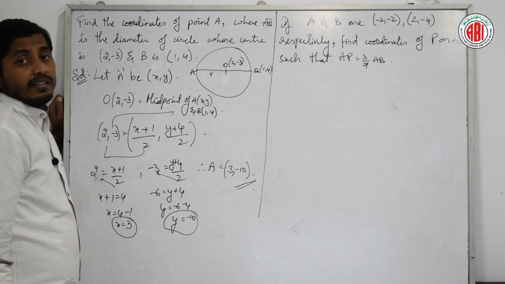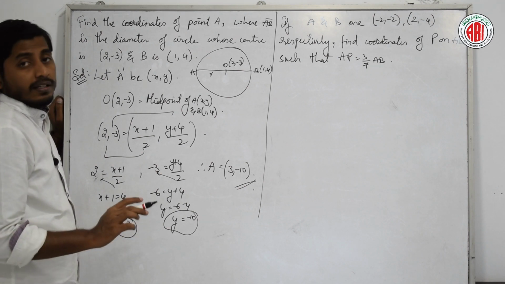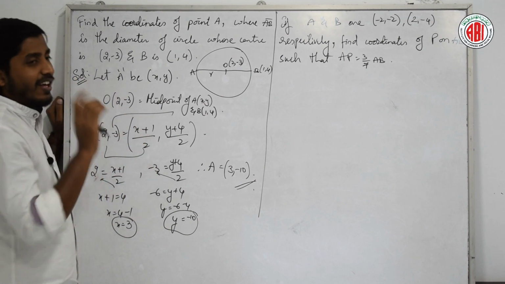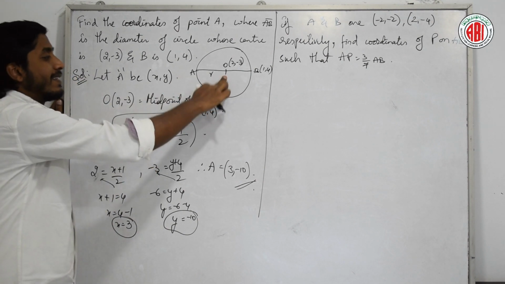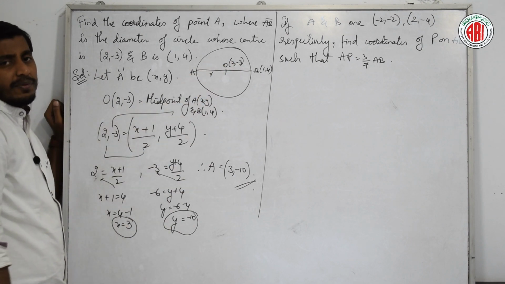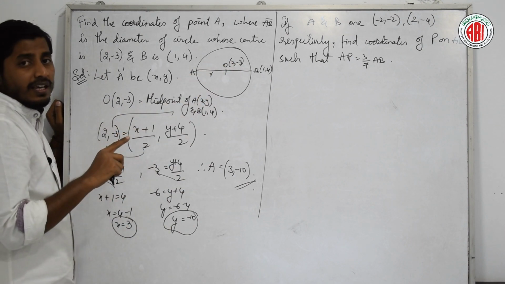Is it clear? Right? What do we remember here? That is the midpoint formula, and we should have the minimum sense that this center is the midpoint of this diameter. Do you understand? Shall we go to the next question?